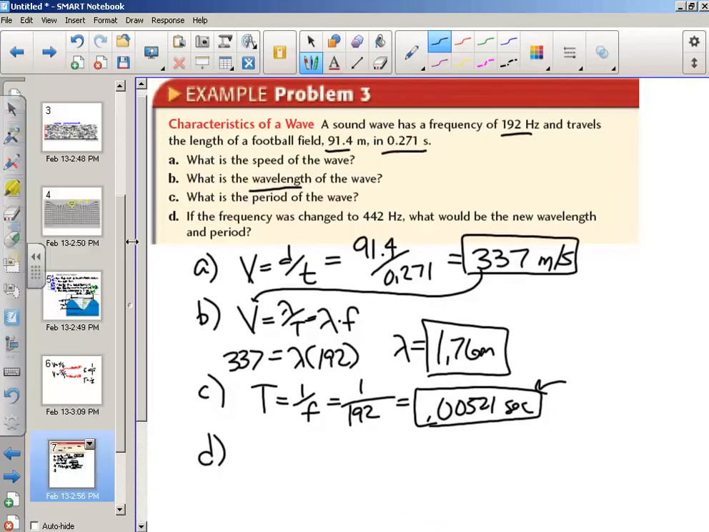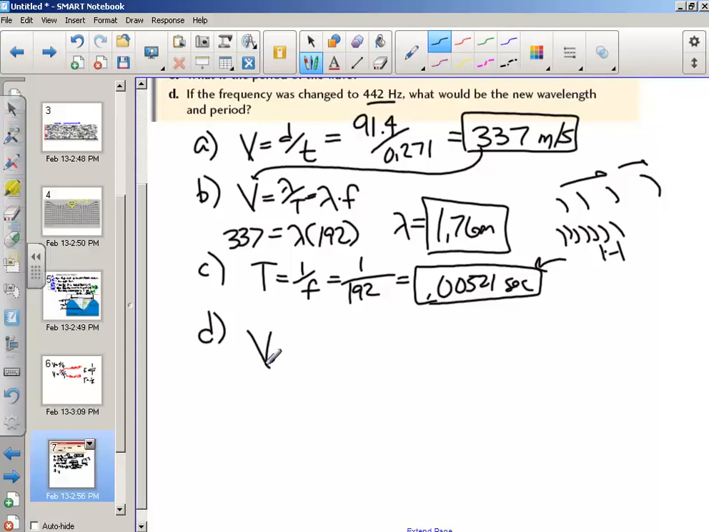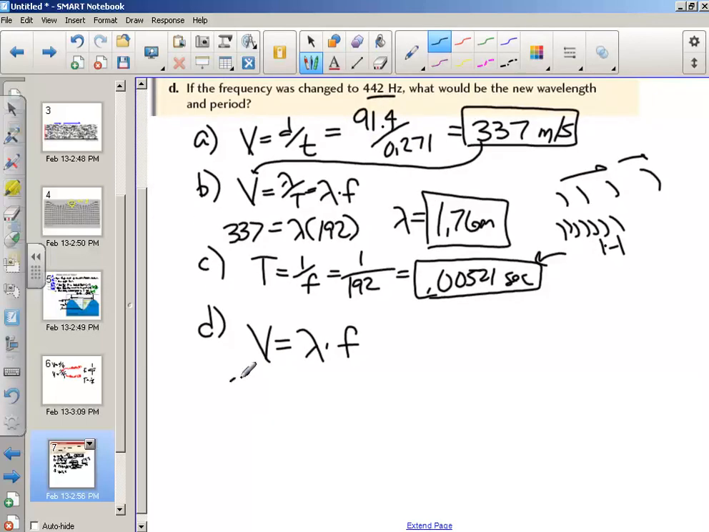And then letter D. If the frequency was changed to 442, what is the new wavelength? So when you speak, waves travel out. Now we make it more frequent, so we start vibrating it faster. So my guess is the wavelength is going to go down. So let's see. Frequency 442, what's the new wavelength? Velocity equals wavelength times frequency. It still goes the same distance in the same amount of time, so I'm still going to go 337. The frequency goes to 442. So find the new wavelength. You take 337 divided by 442.